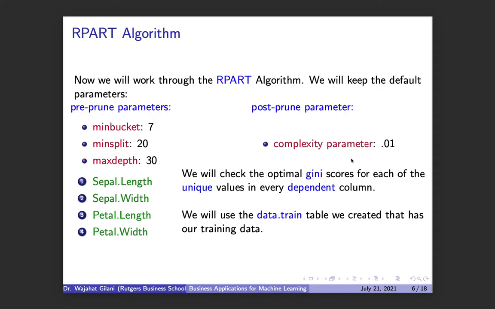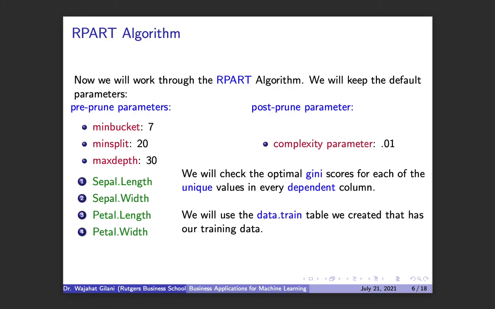So for our analysis, we're going to start with basically the same parameters as the default parameters. So basically our min bucket will be 7, our min split will be 20, our max depth will be 30. Our postprune parameter will take the default 0.01 as well. You guys can tweak that if you want. But we're going to take the default, and we're going to work through the algorithm with these default parameters.